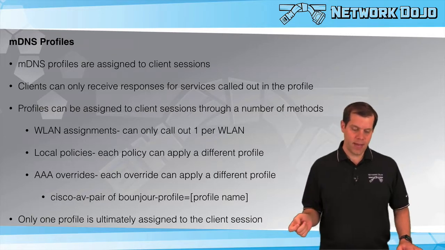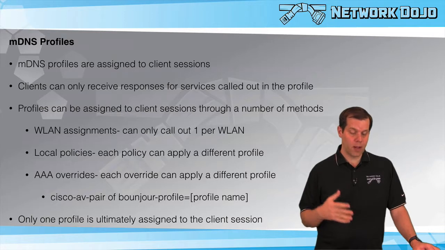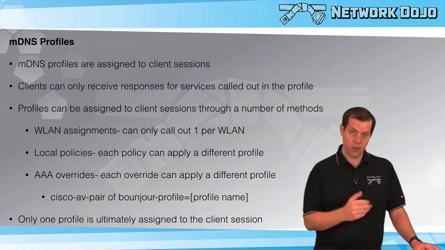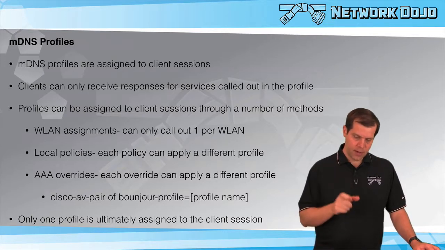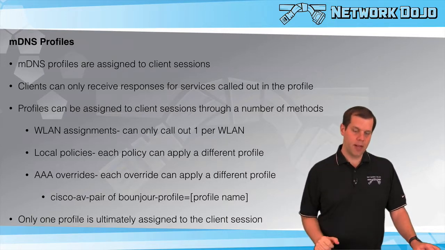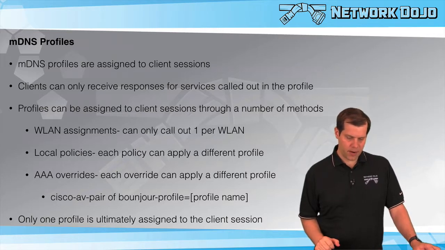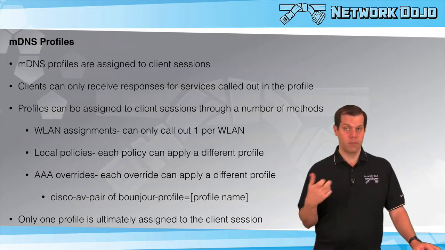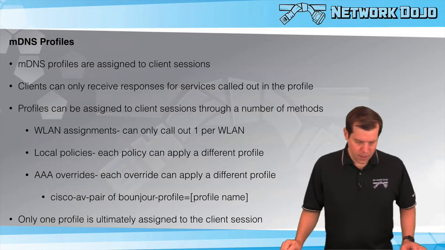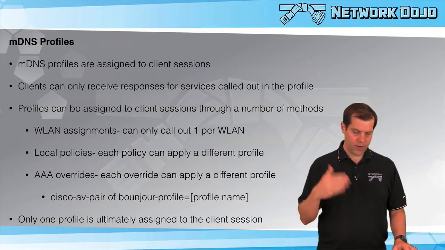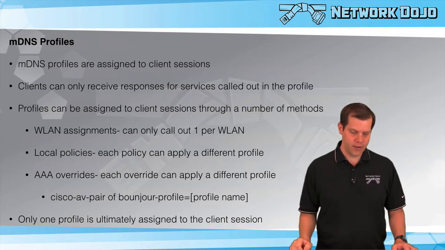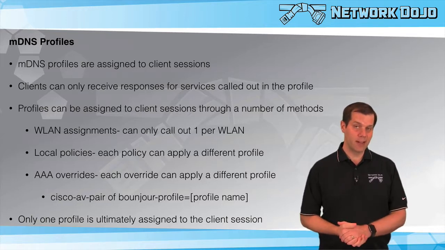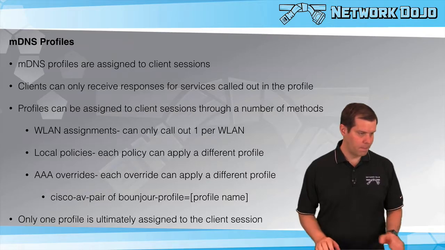We can override that through local policies. Local policies can assign client profile or mDNS profiles as well if I match a local policy. Or we can do a AAA override from a RADIUS server to assign a policy to a particular client using a special Cisco AV pair of bonjour-profile equals profile name. But again, at the end of the day, whichever method is the highest priority, that's the one profile that gets assigned to the client session, and that determines what services that client can potentially discover.